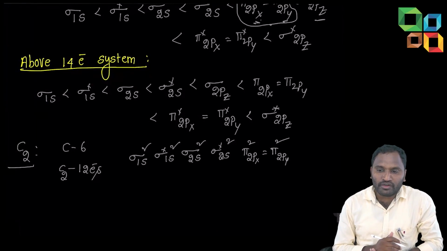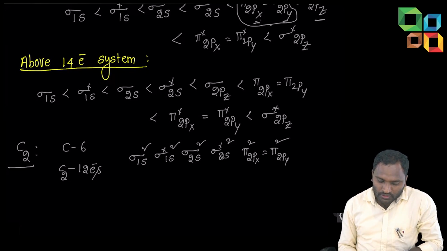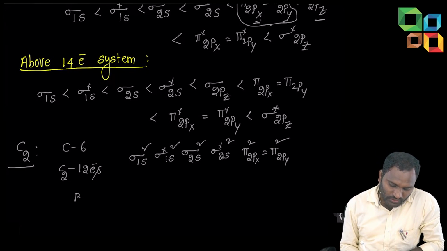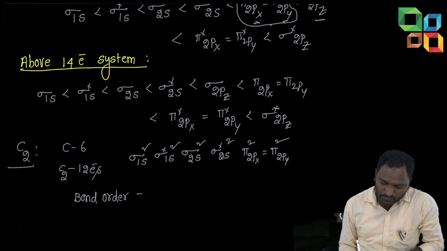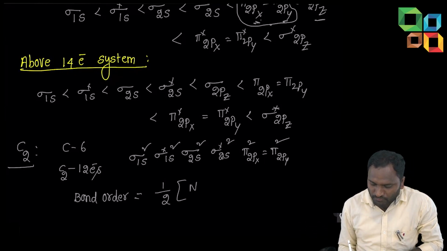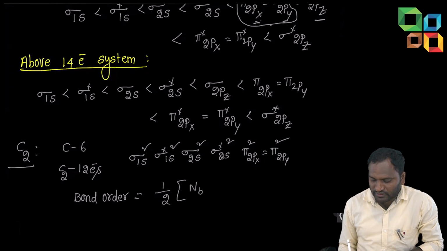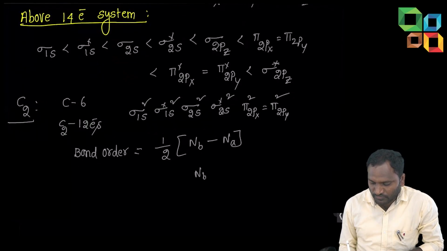What are the advantages of this? We can find out bond order. We can find out magnetic nature also. To find out bond order, I am giving the formula, students. Bond order is how many bonds are existing between two atoms in a molecule. The bond order formula is half into the number of bonding electrons minus the number of anti-bonding electrons. NB is the number of bonding electrons.